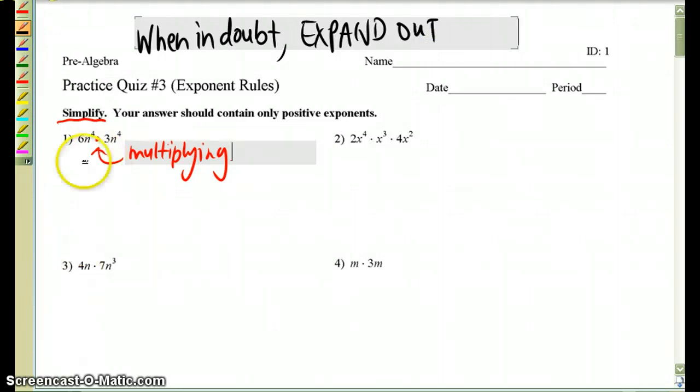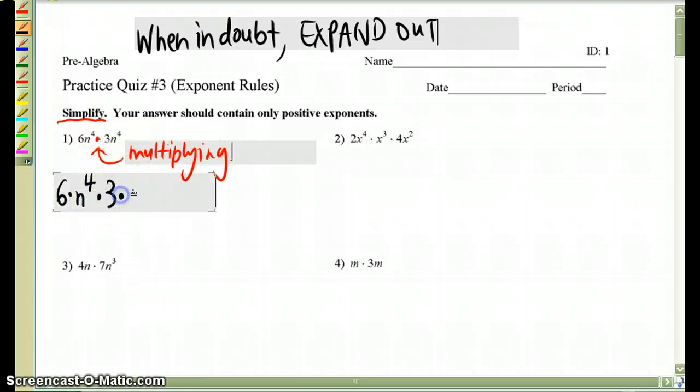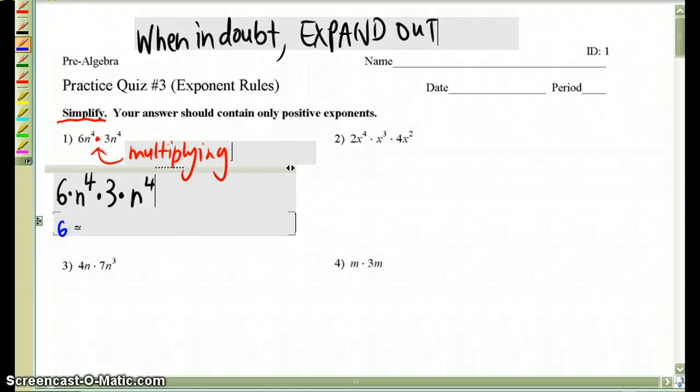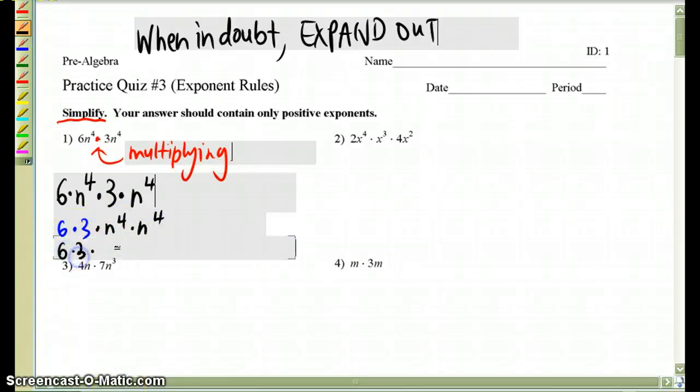So here, I'm just going to expand it out. I have 6. 6n to the 4th means 6 times n to the 4th. And then times 3. And then times another n to the 4th. And if I expand that out, I'm going to actually rewrite the 6 and the 3. I'm going to write those base numbers next to each other, and then times n to the 4th times n to the 4th. So I can expand it out, and I could write 6 times 3 times an n times an n times an n times an n, times another 4 n's.